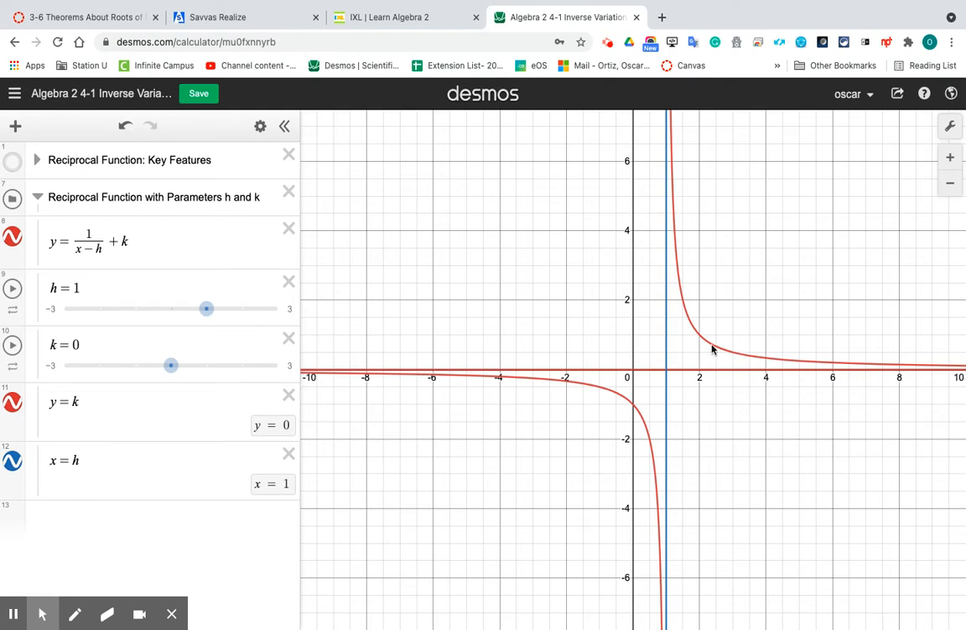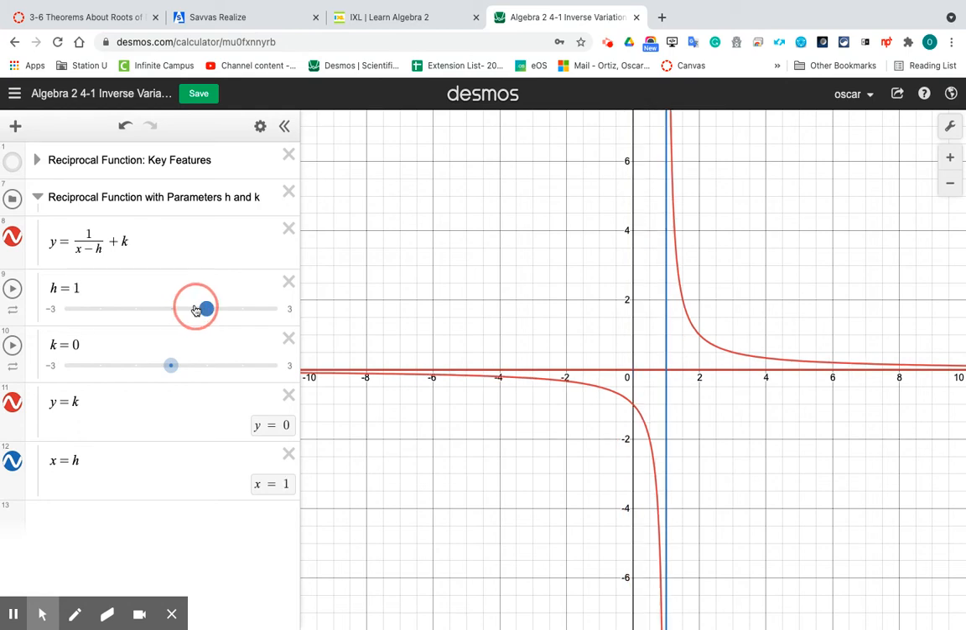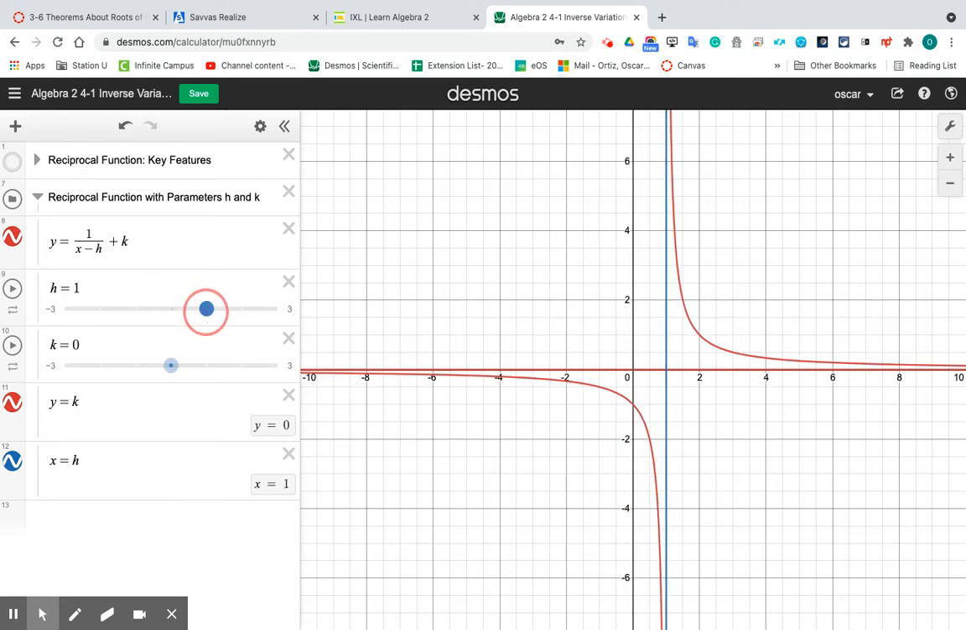So when we switch that value to 1, then that vertical asymptote that before was 0, or the y-axis, now is the line x equals 1. So that's the number right in the middle between 0 and 2. So that has to do with the vertical asymptote. So that means a translation 1 unit to the right will make that vertical line move also 1 unit to the right.